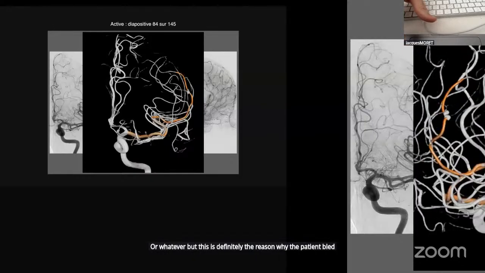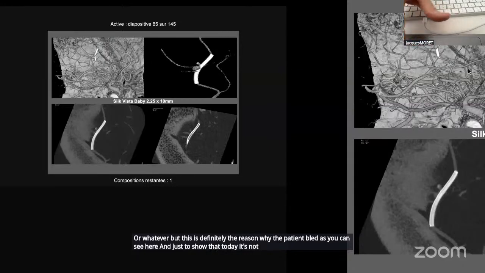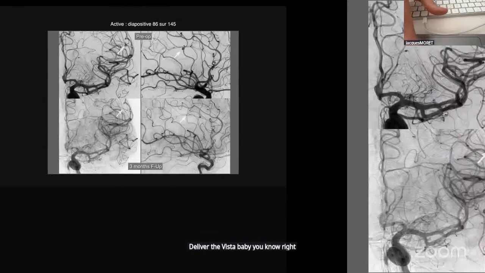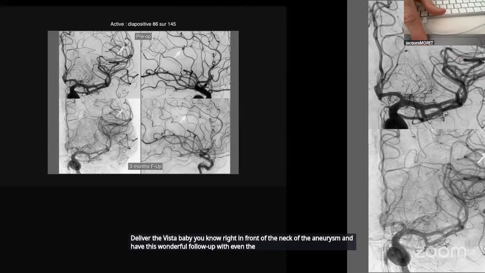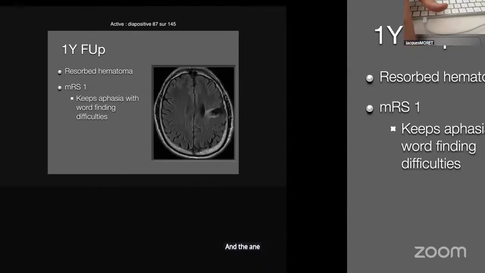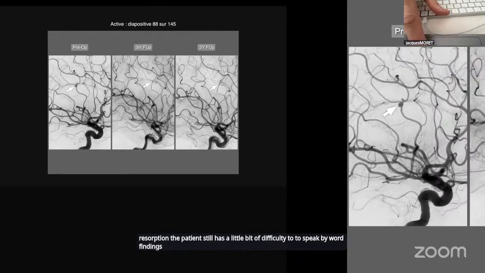And just to show that today it's not a real concern, we can navigate with a tiny little flow diverter in a 17 microcatheter, deliver the Vista Baby right in front of the neck of the aneurysm, and have this wonderful follow-up with the artery completely patent 3 months after, and the aneurysm decreasing. This is the 1-year follow-up, a complete resorption. The patient still has a little bit of difficulty speaking, with word-finding problems, but he's completely cured.